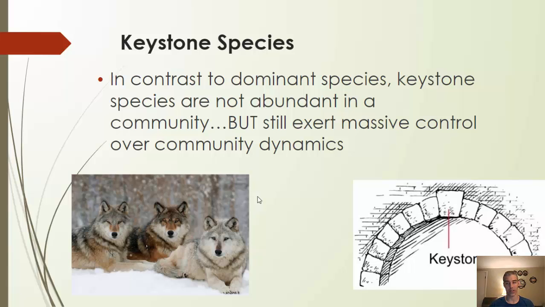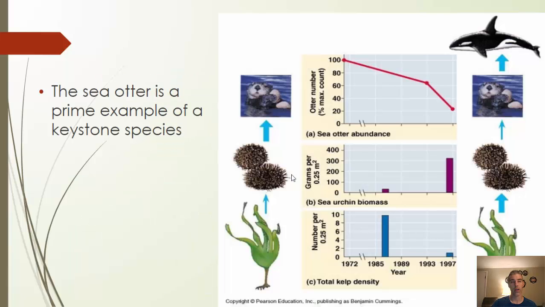But a keystone species, and they love keystone species on the AP exam, is low in biomass but exerts massive control over the dynamics of the community. If you mess with their numbers, or the numbers of individuals in that population, you really throw off the entire rest of the community. A sea otter is a great example of that. They've done studies on this.